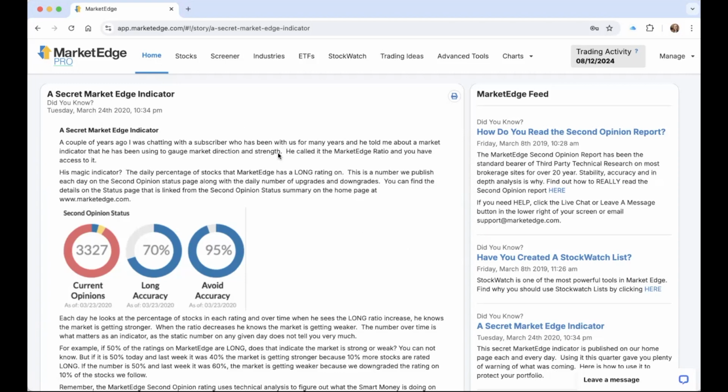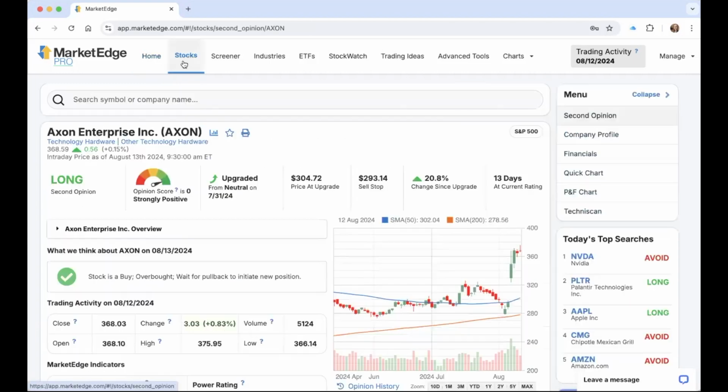Let's see what's new on stocks. Okay, so here's Axon Enterprises. Couple new things. The first and biggest change I'd like to point out is that we've moved opinion score right next to opinion in that top horizontal row, in order to highlight the fact that the opinion score and the opinion are closely bound.